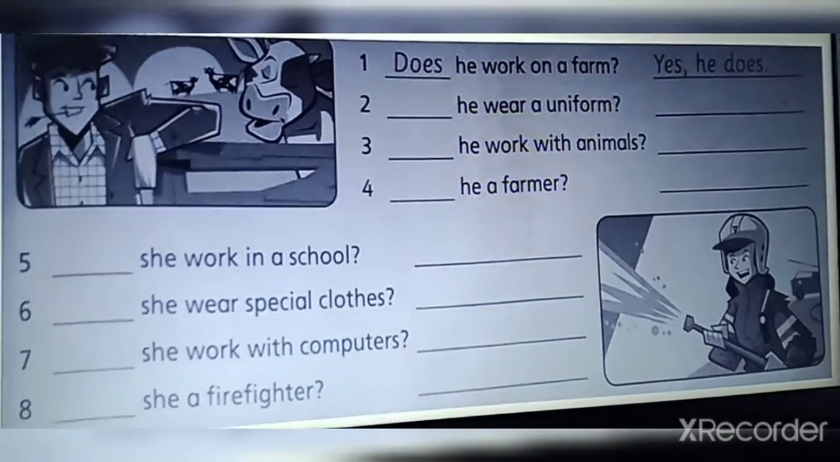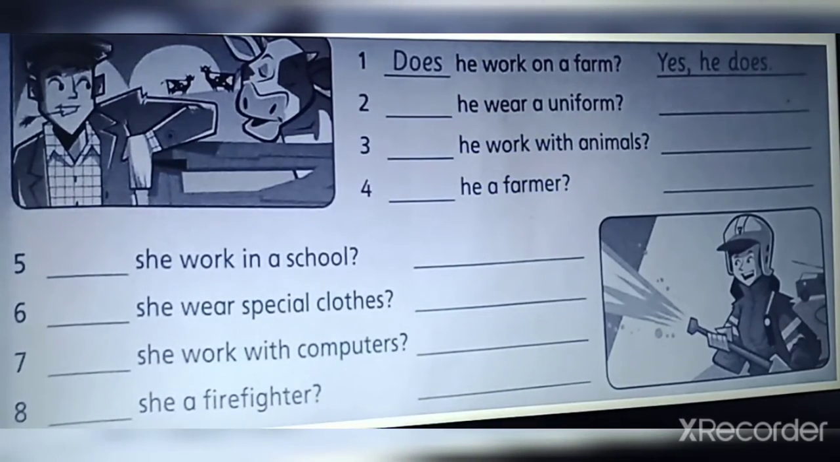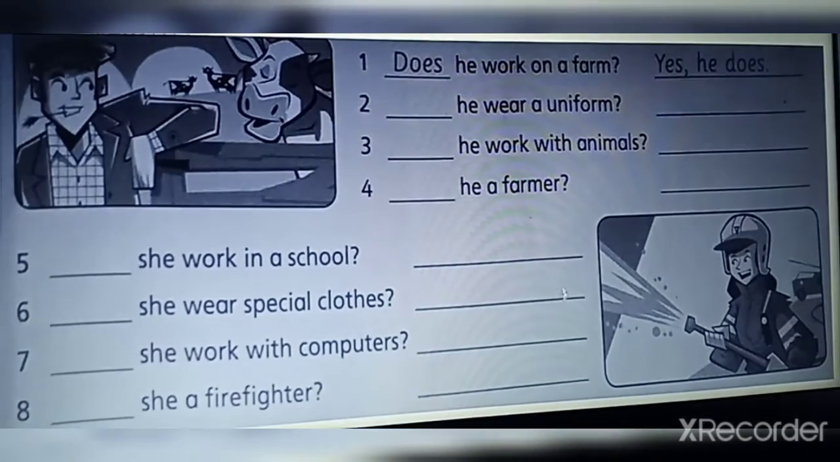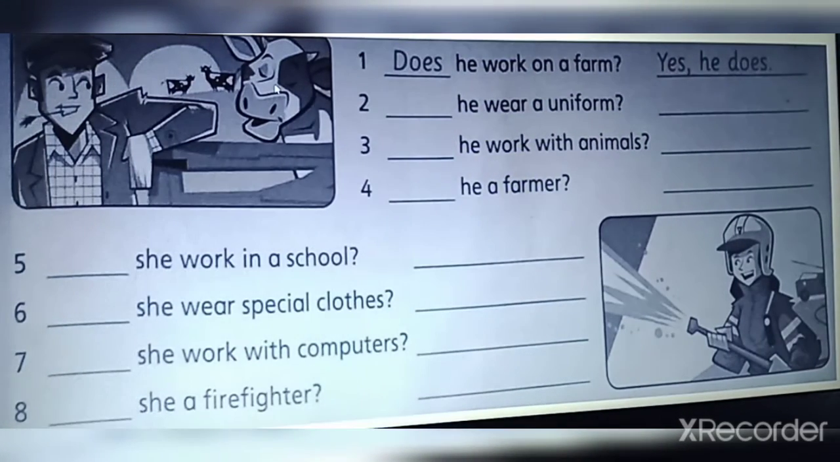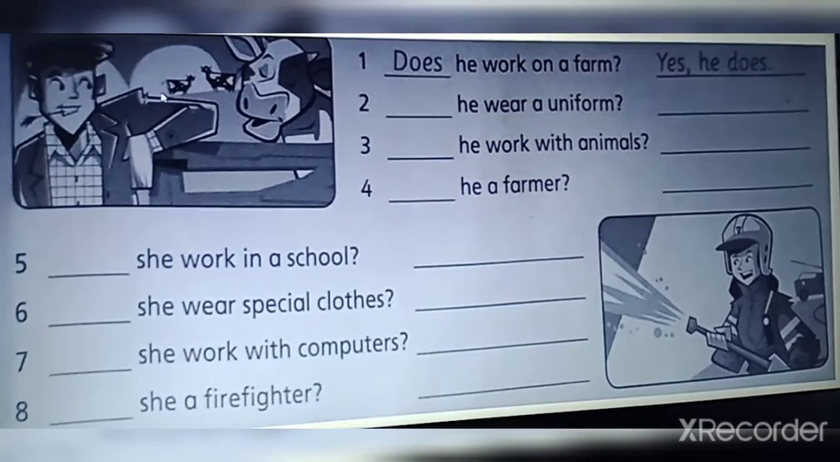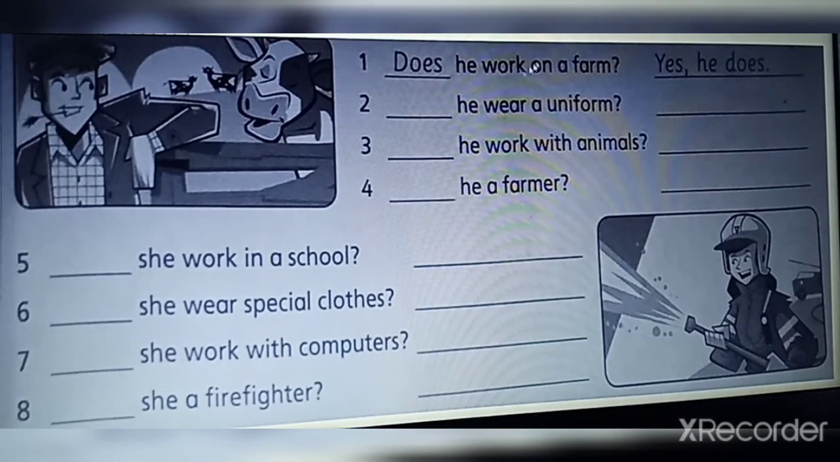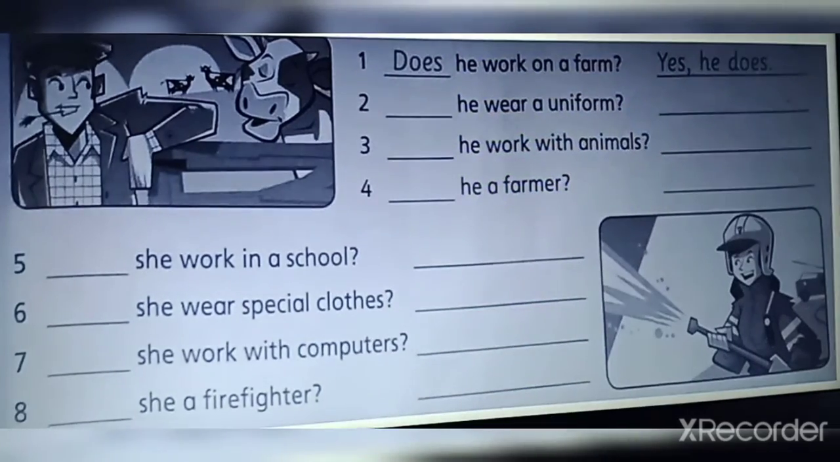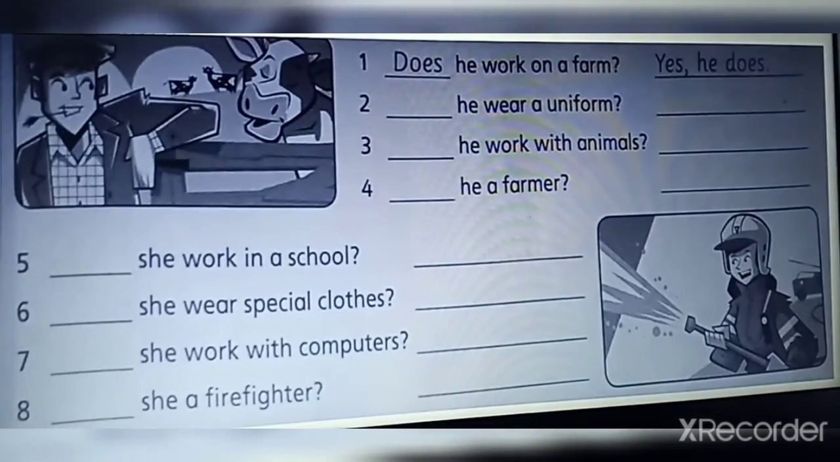And next activity on page 31, same lesson, lesson 3. What you are going to do here is look and write. The instruction says look and write. So look at the picture first and then read the statement and then fill in the blanks. Number 1, does he work on a farm? Look at the picture. The man is a farmer, right? Since the man is a farmer, he works on a farm. Yes, he does.